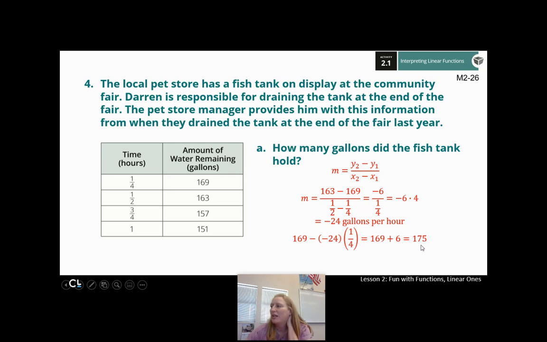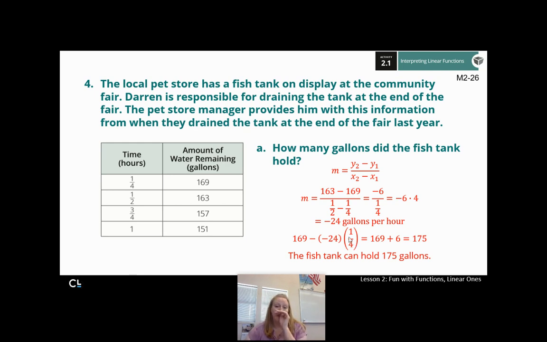And that equals 175. So it looks like the fish tank can hold about 175 gallons of water. That's a lot of water. It's a big tank, probably has a lot of fish in it. That's only fair. That's only fair.